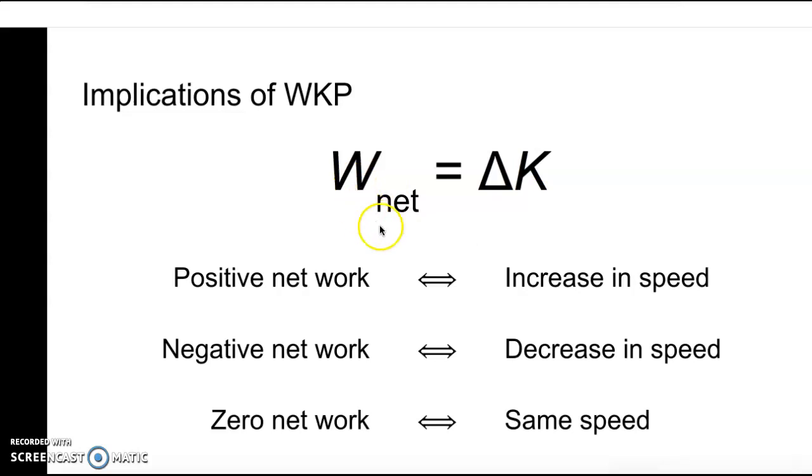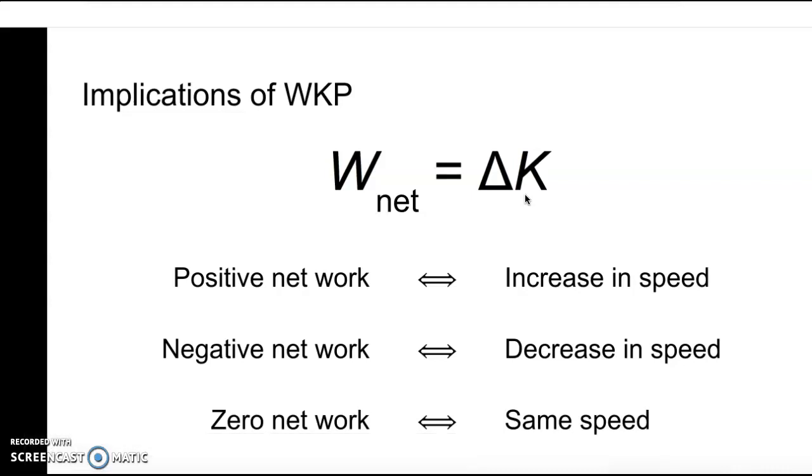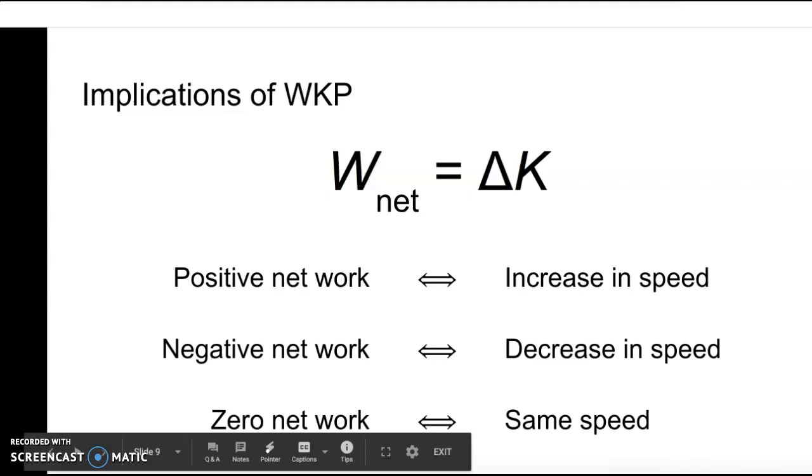So if the left side is positive, that's to say if positive net work is done, then the right side has to be positive. That means the change in kinetic energy has to be positive, so it got more kinetic energy, which means it got more speed. Similarly, if the net work is negative, then the right side of the equation is negative, meaning the change in kinetic energy is negative. Now there's less kinetic energy, so the speed decreased.